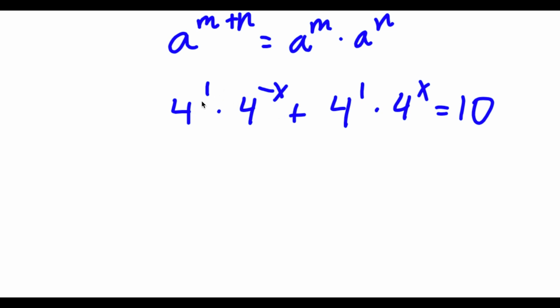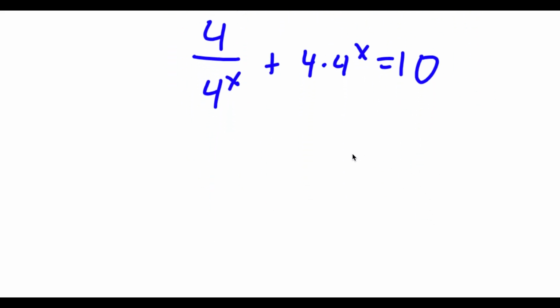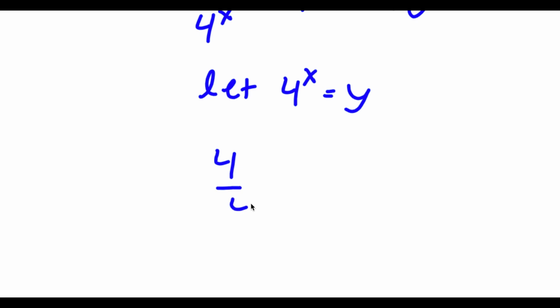Now, 4 times 4 to the power of negative x is the same thing as 4 over 4 to the power of x. And now, I'm going to let 4 to the power of x equal to the variable y. So now I have 4 over y plus 4y is equal to 10.